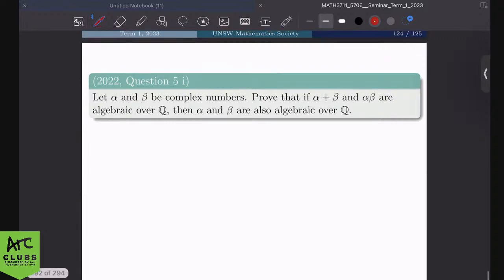So Q, I'll wait for my pen to charge for just 1 second. Actually, it's charged. Oh yeah.